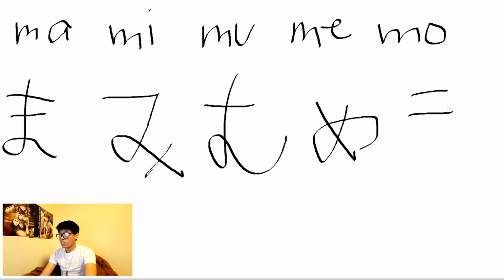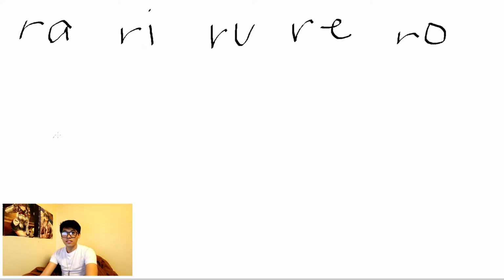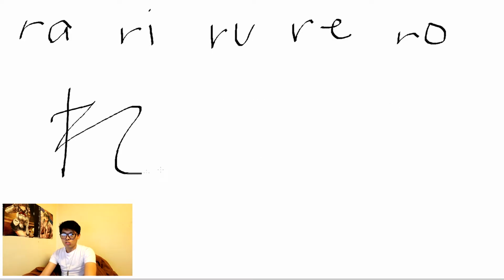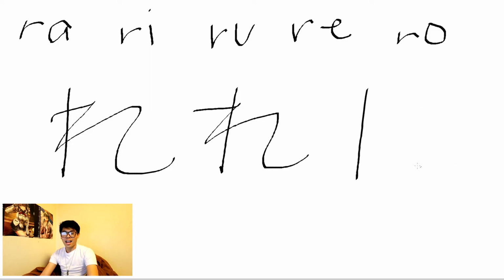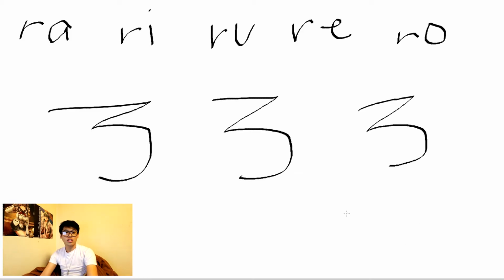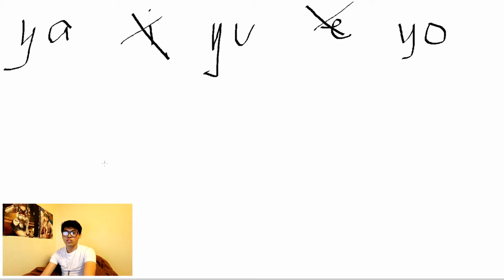I mean, mo. Okay, so how do you write ra? 1, 2. Re: 1, 2. That's re. Ro: 1, 2, 3. So that's ro. So three characters.